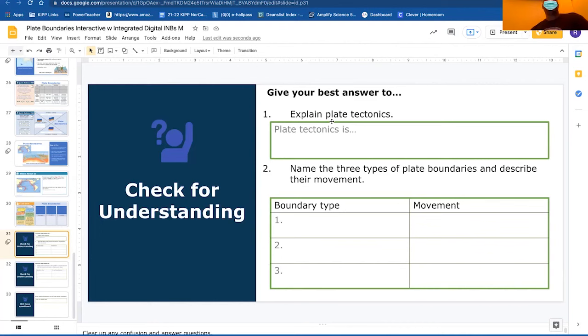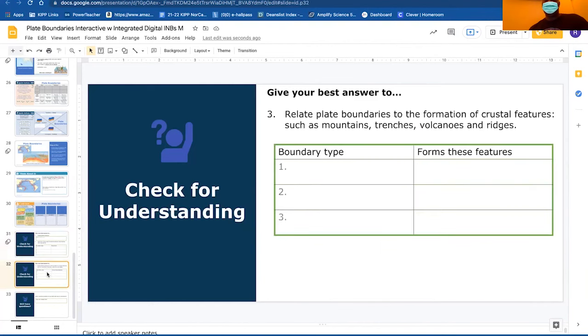Explain plate tectonics. Don't look it up on Google. Do your best to put it in your own words. All right, name 3 types of plate boundaries and describe their movement. You've done that on the slideshow before. Give your best answer. Relate plate boundaries to the formation of crustal features, such as mountains, trenches, volcanoes, and ridges. So what type of boundary is it? And what kind of features are at those boundaries?